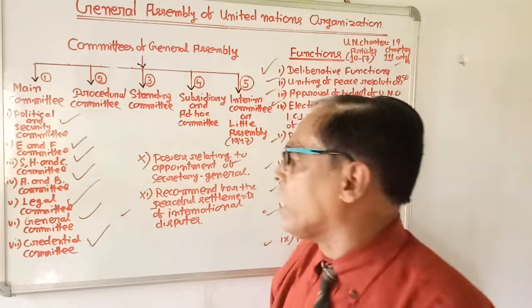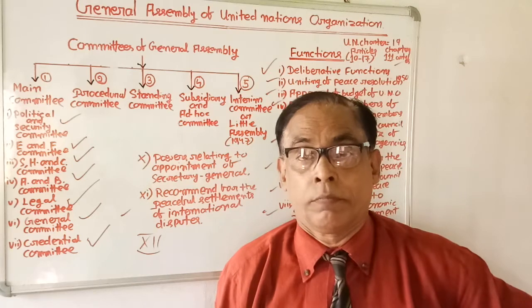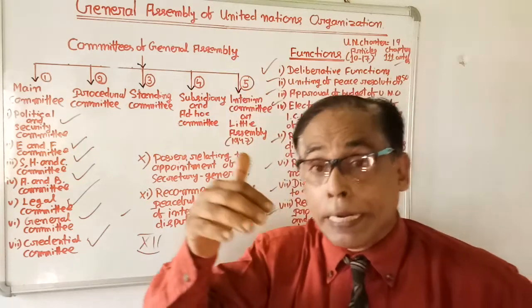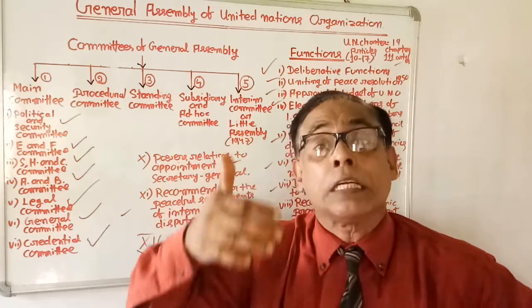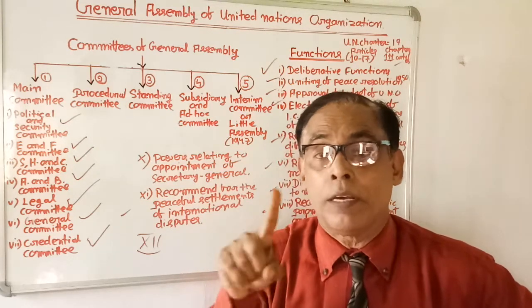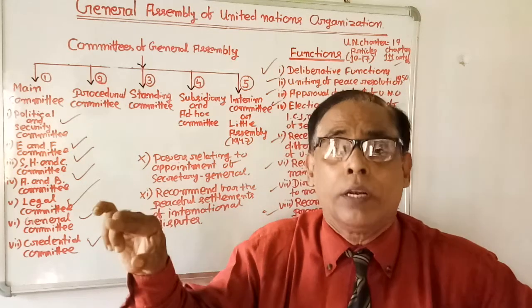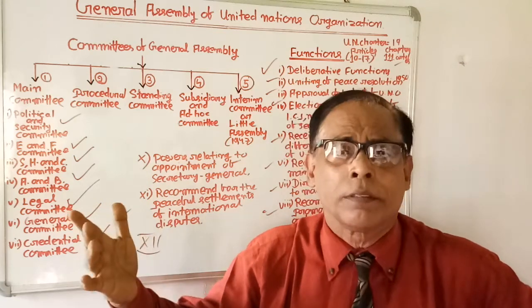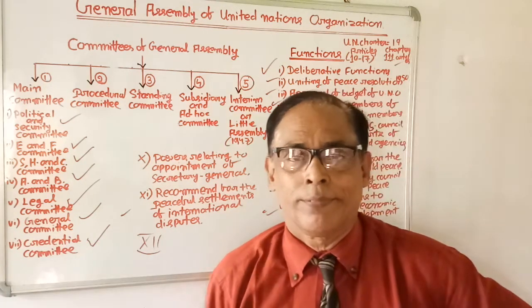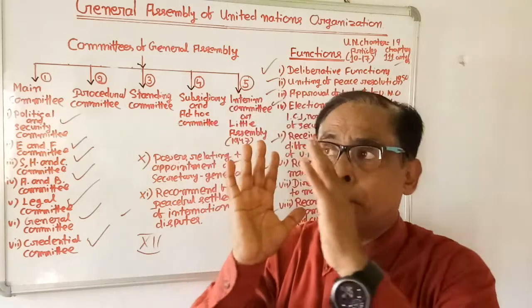Again, there is another point about the General Assembly: it has some restrictions. There are certain fields which the General Assembly will not touch. For example, any matter which is under the discussion of the Security Council, on that matter the General Assembly will not give its opinion. It means any matter which is under discussion in the Security Council, relating to world peace or any other matter, on that matter the General Assembly will have to be silent. So this is all about the composition and functions of the General Assembly.